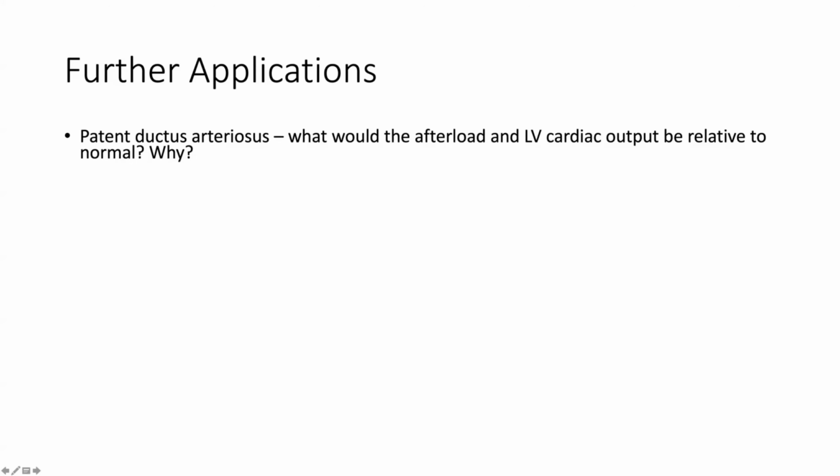Joyce, can you walk us through what the afterload and the left ventricular cardiac output would be relative to normal if someone had a PDA, and why? Patent ductus arteriosus is an abnormal pathway between the left and right atrium. Is that correct? PDA is actually between the aorta and the pulmonary artery.